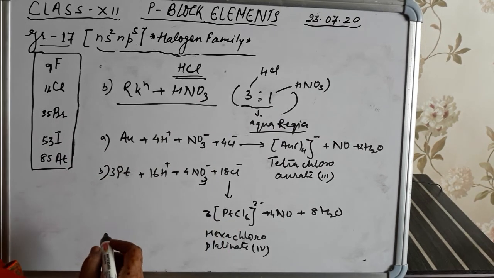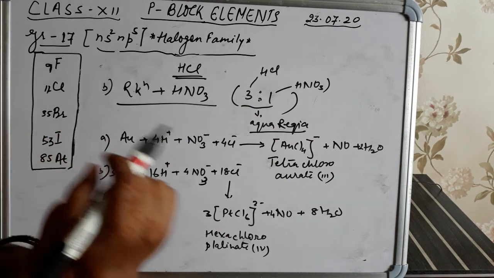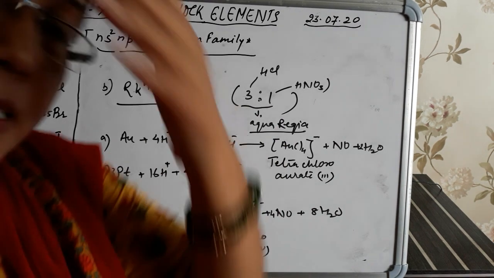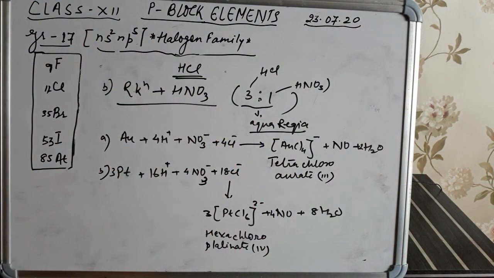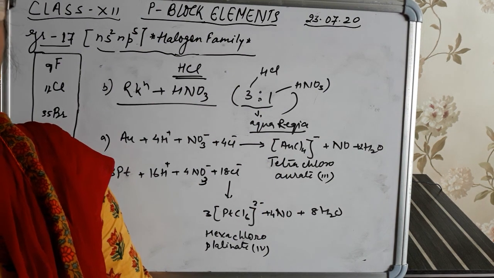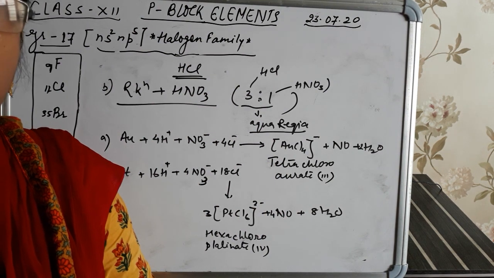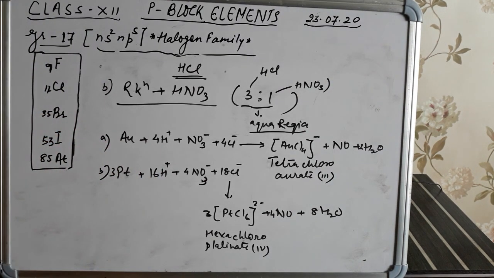By the discussion of hydrogen chloride, we have completed the group 17 family members and all their characteristics. We will discuss group 18 in the next video. Try to do all the questions related to group 17, the in-text questions and exercise questions also. So that's enough for today.